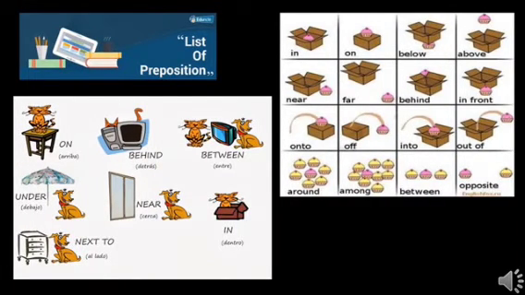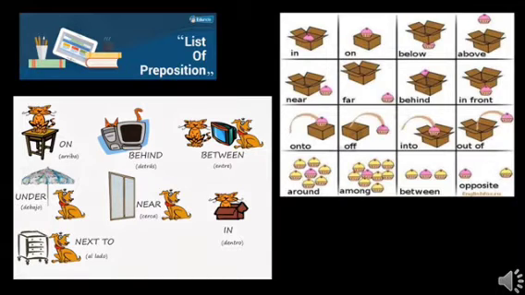Here is the list of prepositions: on, behind, between, under, near, in, next to. The pictures will help you understand the meaning of the words in a better way. In the picture towards the right, you can see a cake. It is inside the box. In, on, it's on the box. Below, it's below the box. Above, it's above the box. It's near to the box.